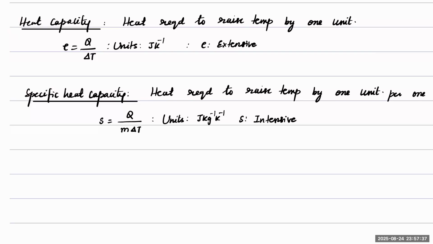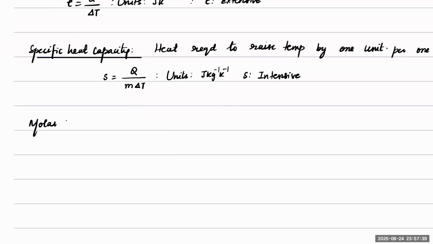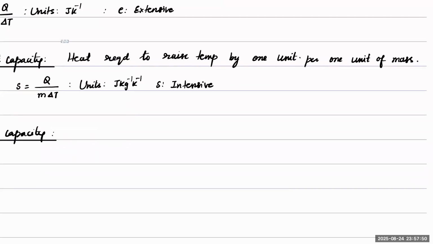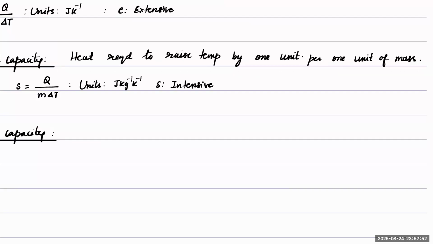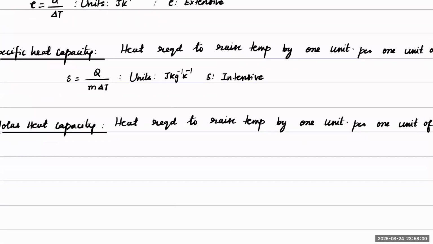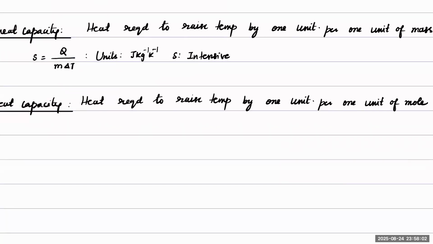Similarly, I have another term known as molar heat capacity. This we would keep on coming across multiple times. The entire definition is the same, except instead of mass, now it is per unit of mole. So we write it as capital Cm, Q by n into delta T, or simply the heat will be equal to n Cm into delta T.